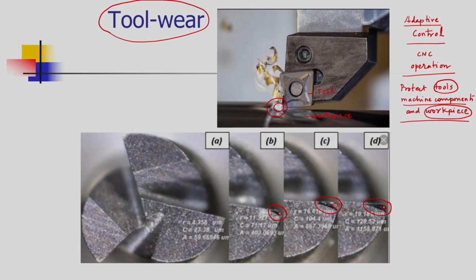So, this concept is called adaptive control, in which the machine control unit has the capability to get the information from various sensors which are mounted on the machine tool for monitoring purposes, and based upon the sensory input, the machine control unit will take the decisions to change the process parameters or to change the tool.